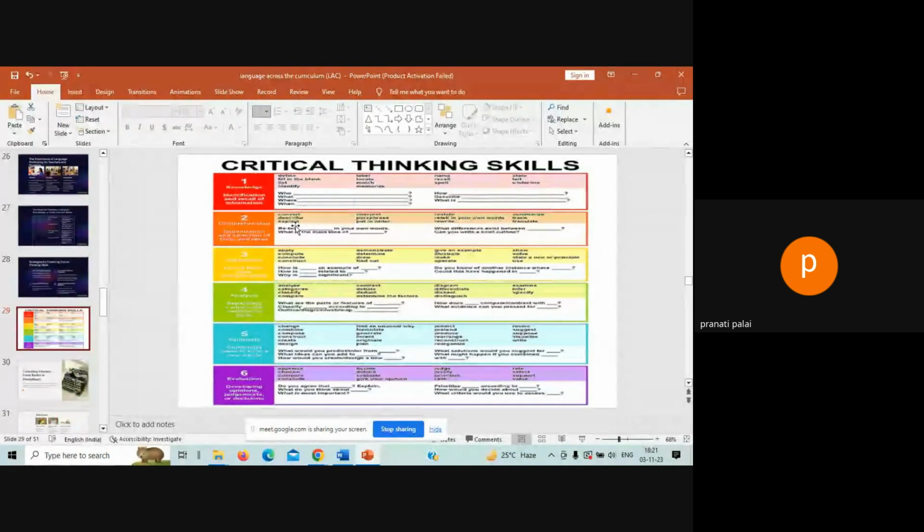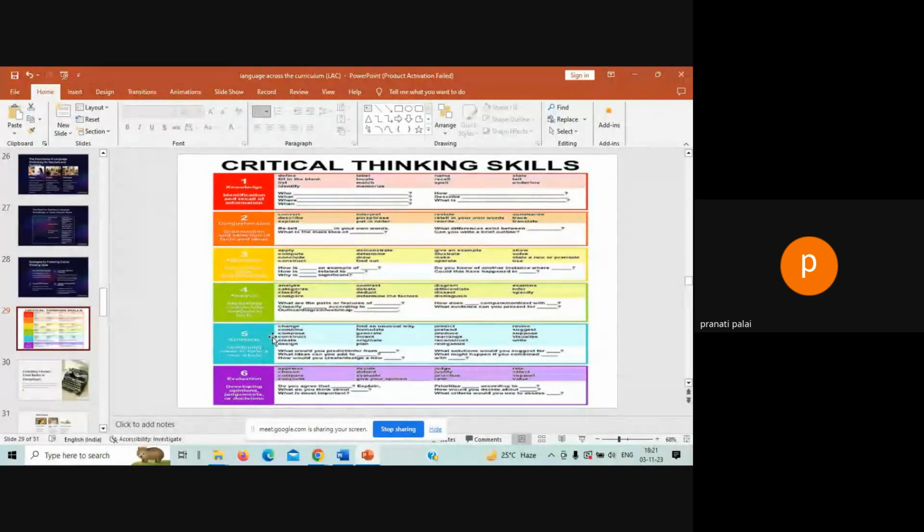Under comprehension, the verbs are compare, describe, explain, relate, rewrite, etc. Next is your application. Under application, we have apply, compute, conclude, construct, demonstrate, determine, use of facts, rules, and principles. Analysis. Separation of a whole into component parts. That is analysis. Analyze, categorize, classify, compare.